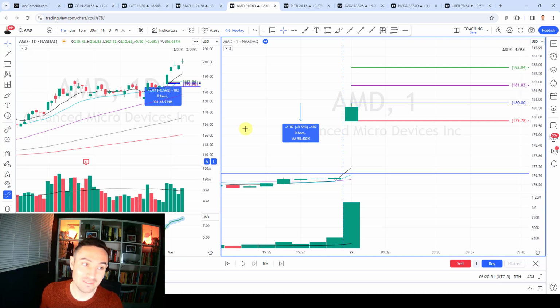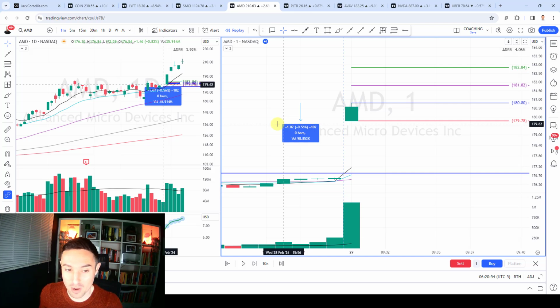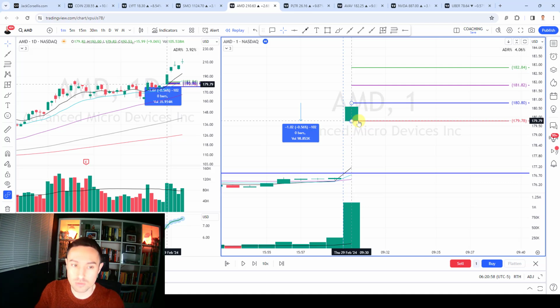Am I peeved that it gapped and I didn't get filled on my buy stop limit order? Yeah, but this is then the ORB trade. So it's a really good one to talk about, but also the pros and cons as well, right?